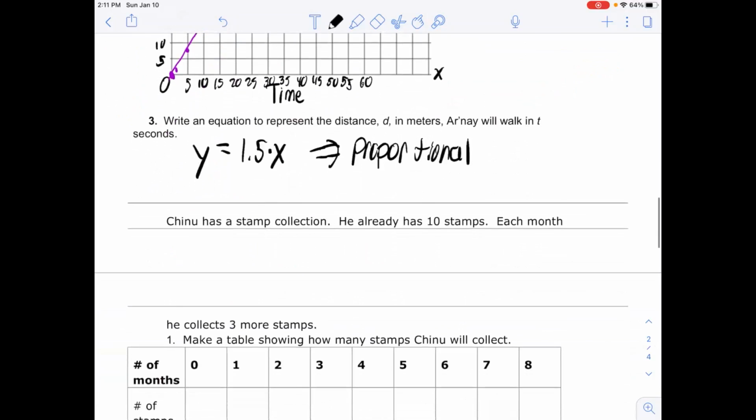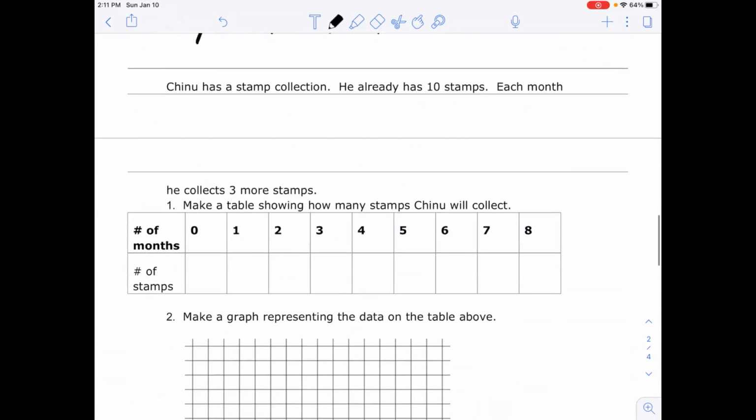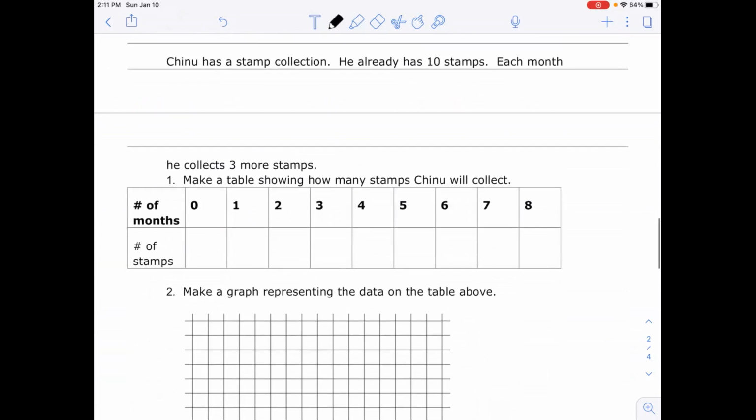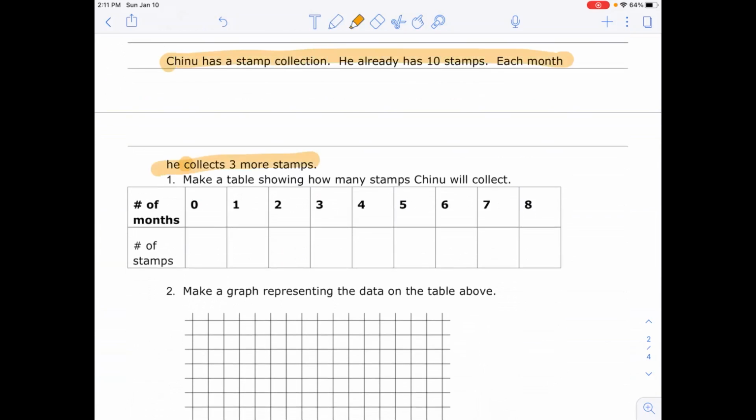So our next one: Chinu has a stamp collection. He already has 10 stamps, and this is formatted weird. So each month he collects 3 more stamps. So making this table is a little different. He's already got 10 stamps. So at 0 months, he has 10 stamps already.